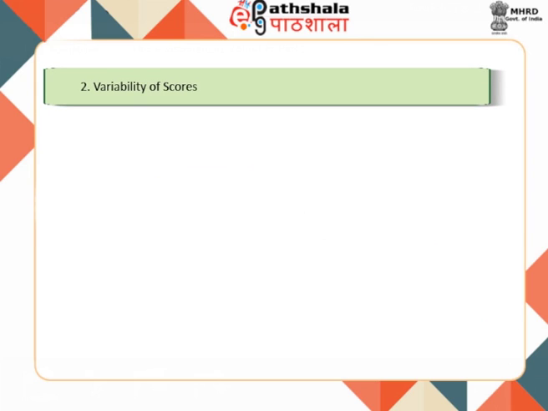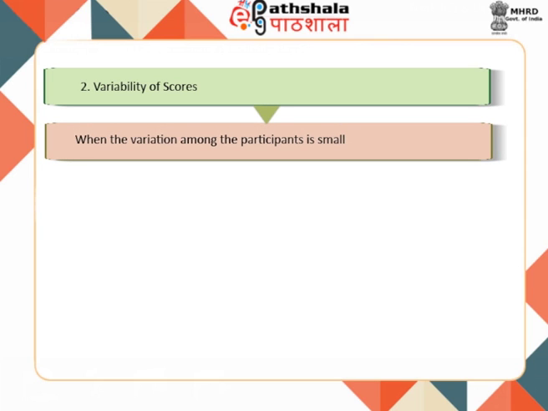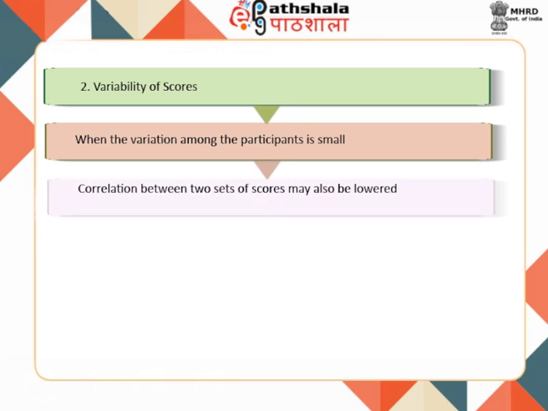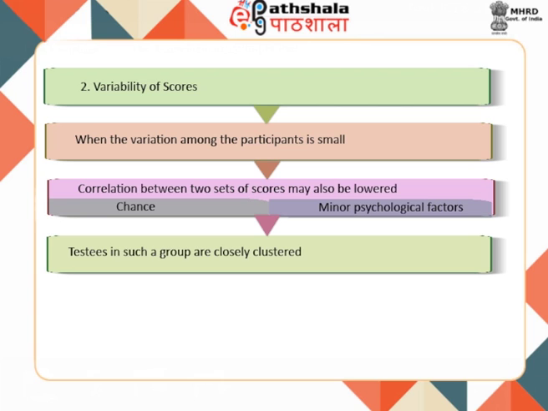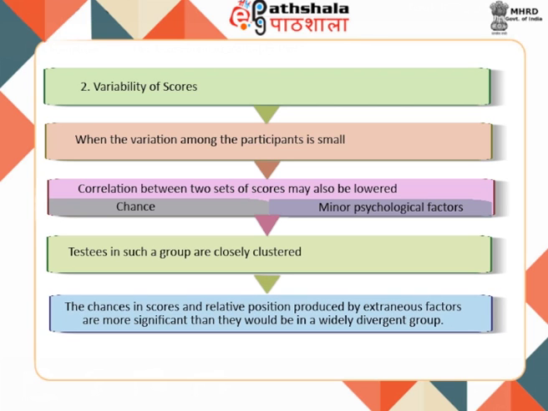Second, variability of scores. Reliability of a test is affected in the same way by the variability in the measured scores. When the variation among the participants is small, the correlation between two sets of scores may also be lowered by chance and by minor psychological factors. Because the testees in such a group are closely clustered, the changes in scores and relative position produced by extraneous factors are more significant than they would be in a widely divergent group.